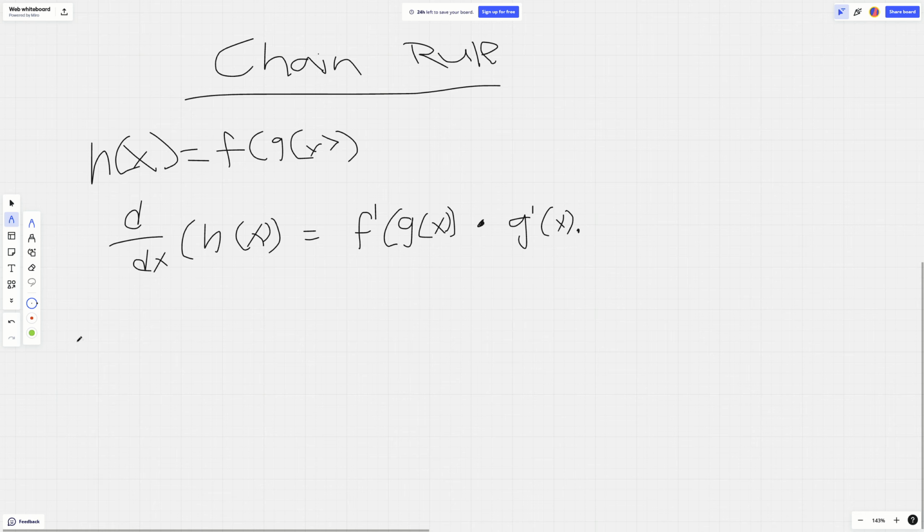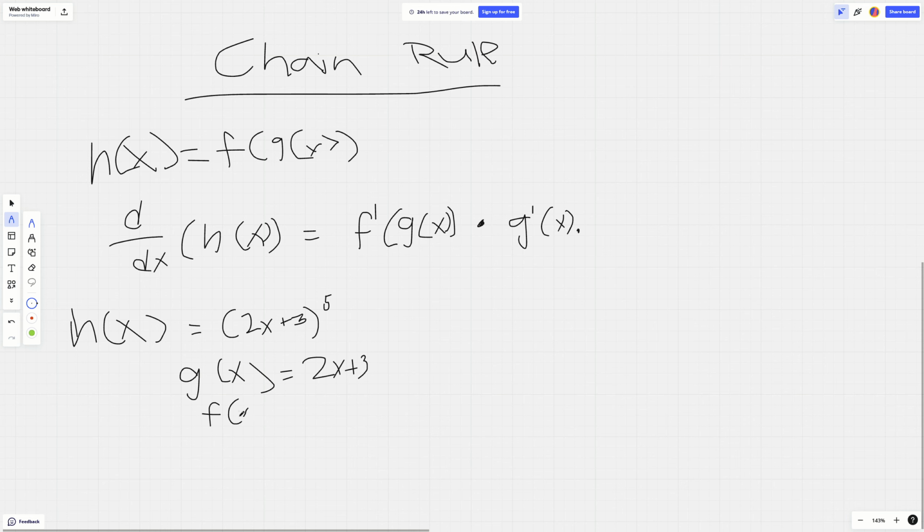Let's say we have h of x, and I'm going to set it equal to 2x plus 3 to the power of 5. Well, essentially g of x is going to be equal to 2x plus 3. And f of x is going to be equal to, this is a little bit unintuitive. I kind of struggled with this when I first learned calculus, but you'll see how it is. So the g of x is the function inside of this power. It's simply 2x plus 3.